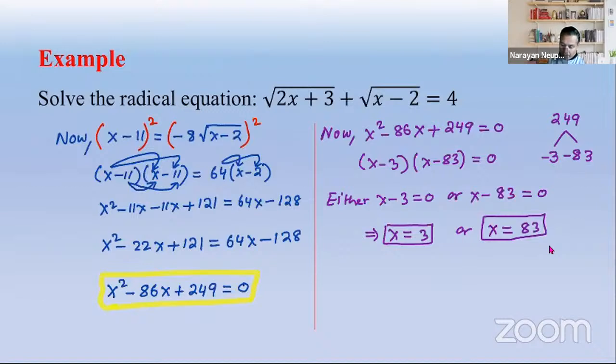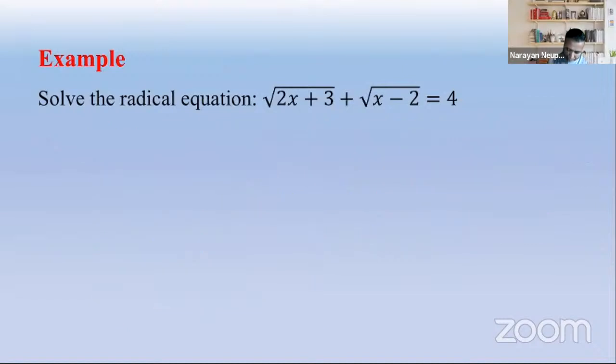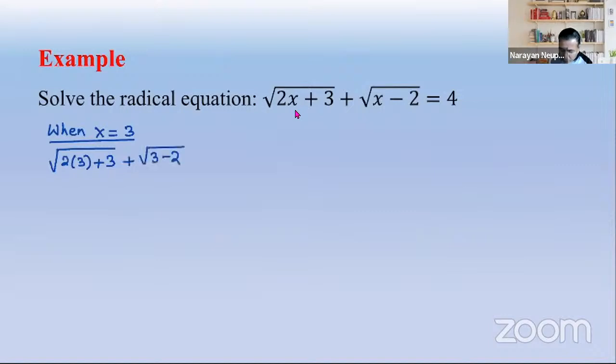Before we move to the checking part, if you have a question, you can ask me. Okay, no questions. So we are going to check now. Let's plug in x equal to 3. If you plug x equal to 3 into the original equation, it will be the square root of 2 times 3 plus 3 in the first root, plus in the second root, 3 minus 2, equal to 4. Looking at the first root, 2 times 3 is 6, 6 plus 3 is 9. So that is the square root of 9 plus the square root of 3 minus 2, which is 1, equal to 4.